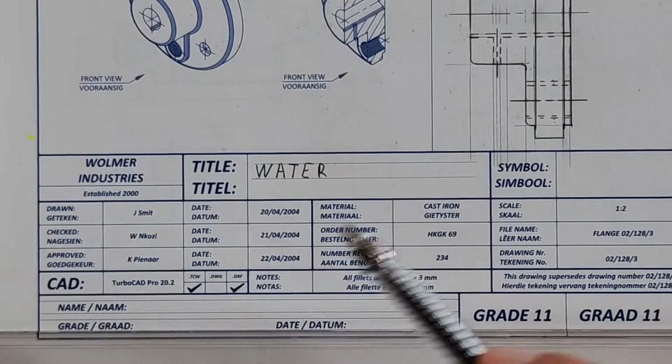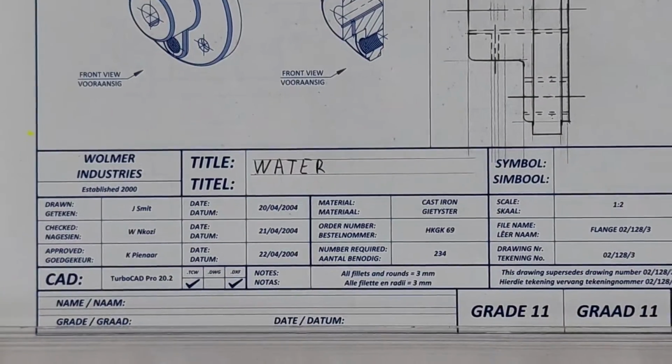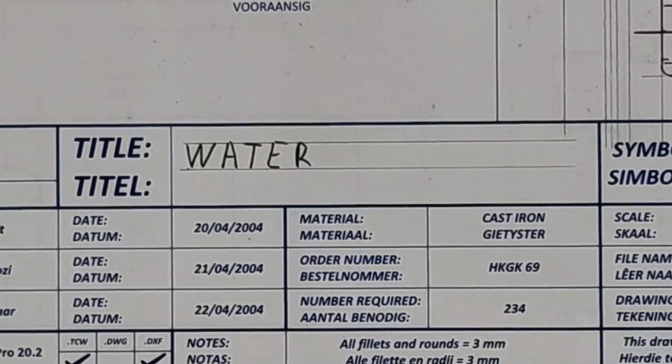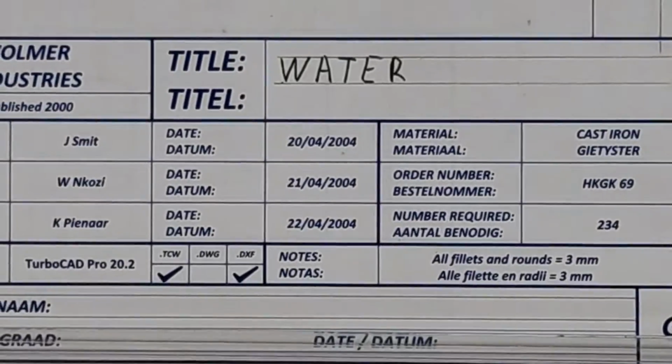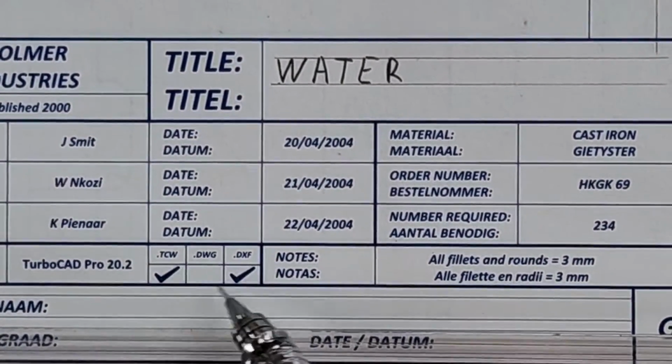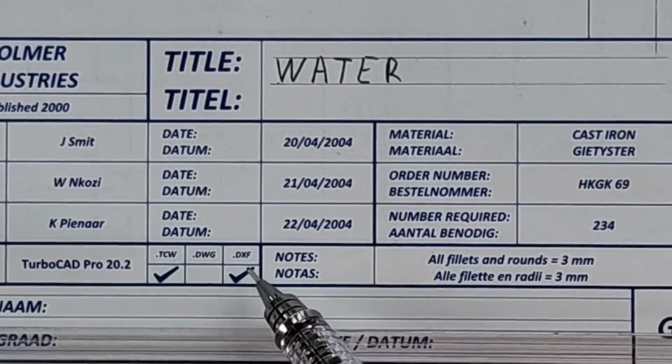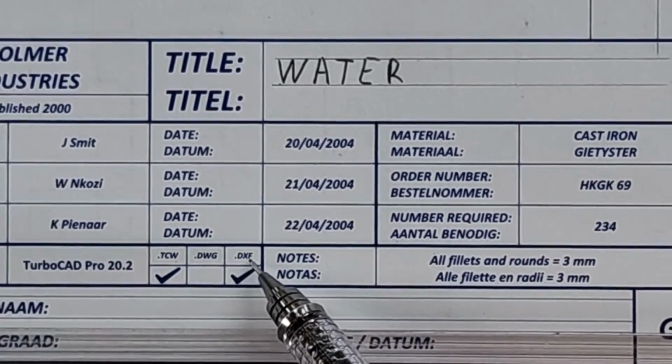In what formats were the drawings saved? Let me zoom in a little bit for you here. So there's the TurboCAD reference and there are the file extensions .tcw and .dxf.